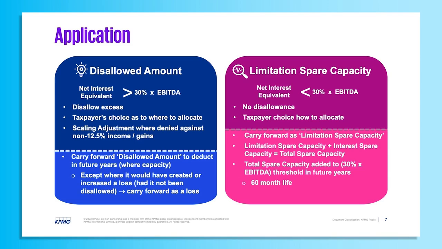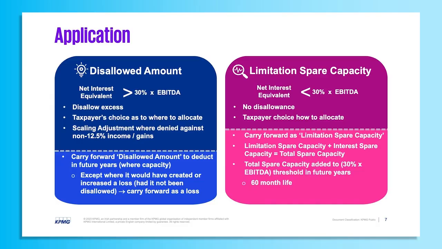There is an important exception, and that is where the disallowed amount would have created or increased a tax loss if ILR did not apply. In those cases, the disallowed amount is reclassed as a loss and is carried forward as a loss that can only be used in future years when the company has sufficient capacity. That is, it has not exceeded its 30% of EBITDA in the year when it uses that loss. This is an important restriction because losses are streamed, so trading losses can only be used against trading income and Case 5 losses can only be used against Case 5 income. Therefore, where you're carrying forward a disallowed amount as a loss, it is far more restrictive than under the normal rules.